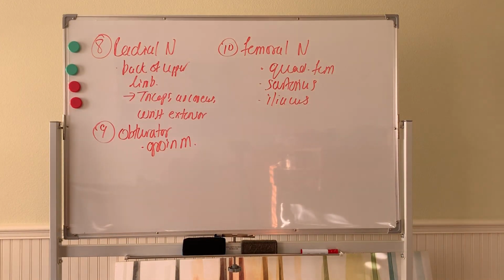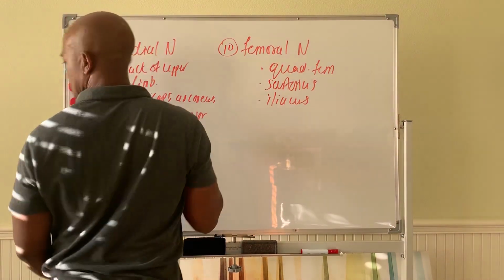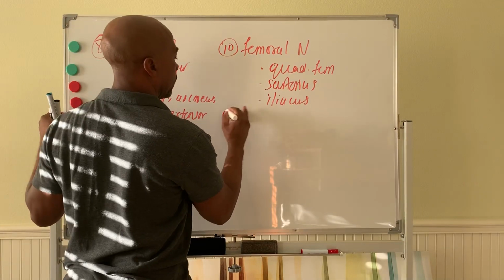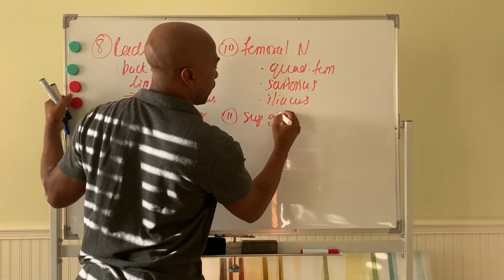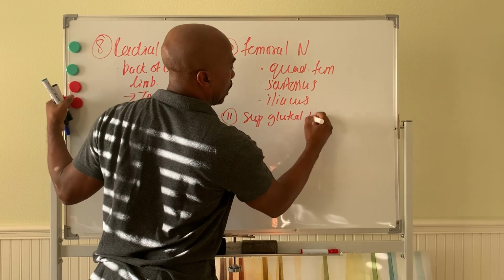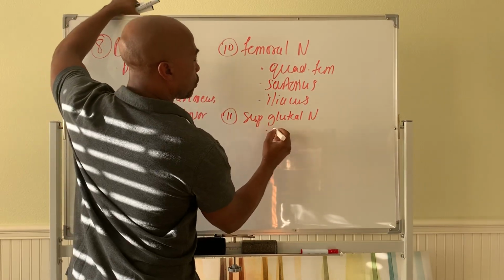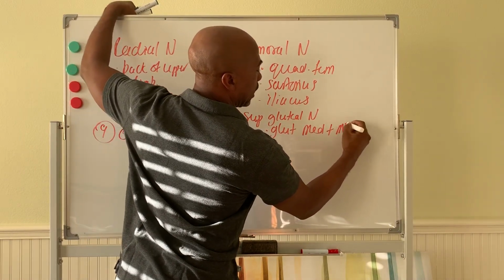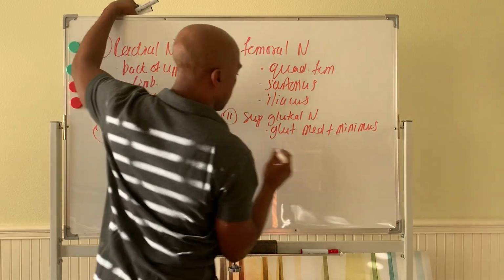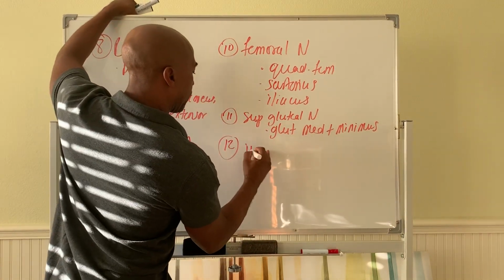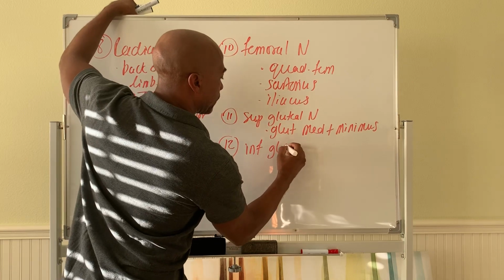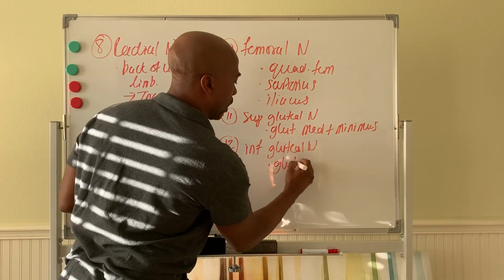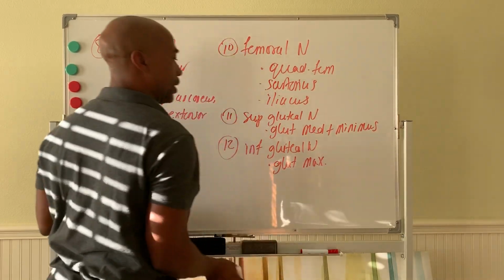And let's see, let's do your superior gluteal nerve. Okay. The superior gluteal nerve controls your gluteus medius and gluteus minimus, while your inferior gluteal nerve controls your gluteus maximus.